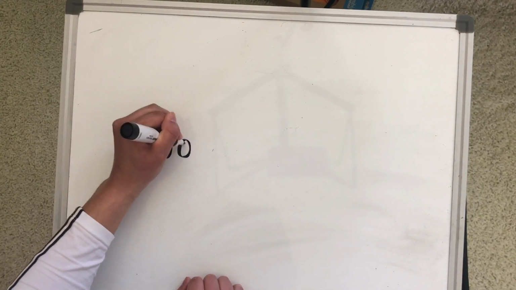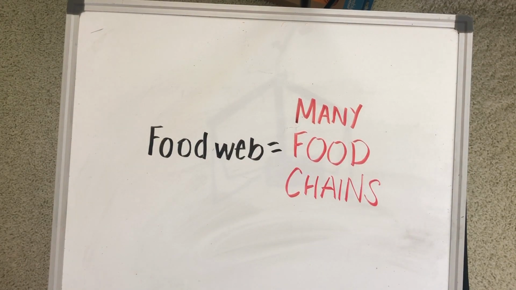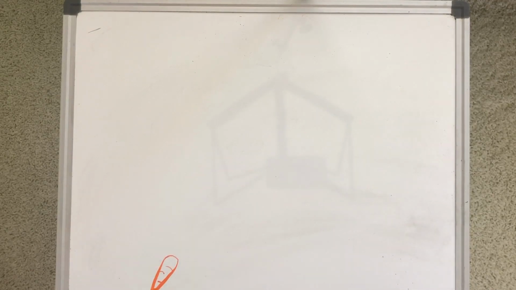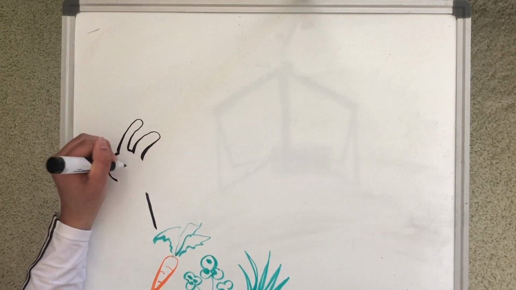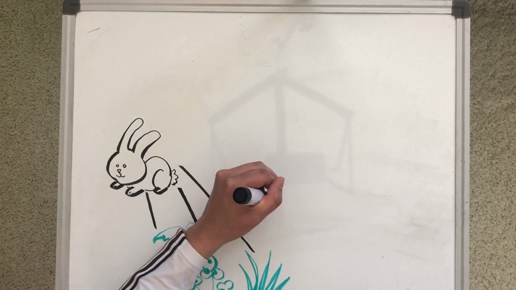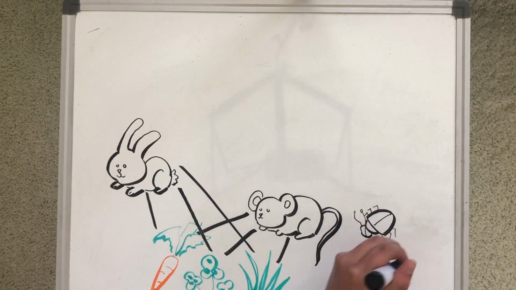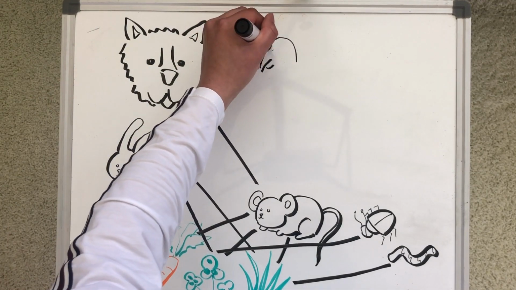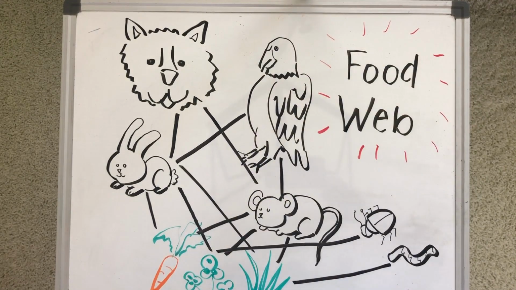On the other hand, a food web is made up of many food chains, showing how an even bigger number of organisms are connected. Let's start off by drawing a couple of plants, including our carrot, some wild clover, and a few grasses. Now, our rabbit will eat all of these plants, as well as a few of our rodent friends. Some types of bugs will eat these plants too. Now, our super scary looking wolf will eat our rabbit and mouse, as will our hawk. This collection of connections is called a food web.